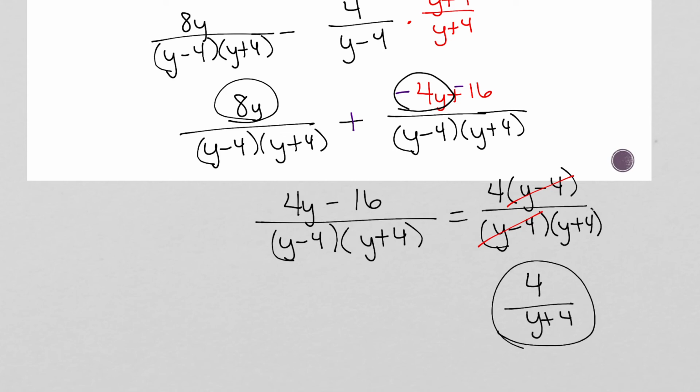And why can't I mark out these 4's? Because this 4 happens to be married to this y. Okay? You can't mark out or cancel out factors or addition. It's got to be factors. And remember, by the word factor, I mean multiplication. Okay? So this is addition. You cannot mark things out that are using addition or subtraction. Only multiplication.